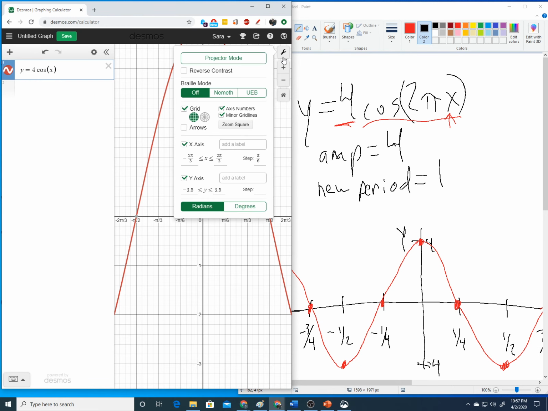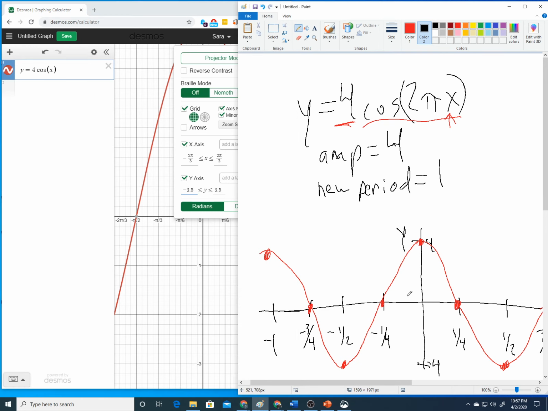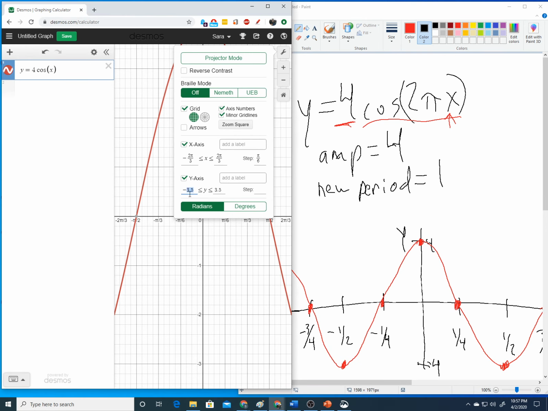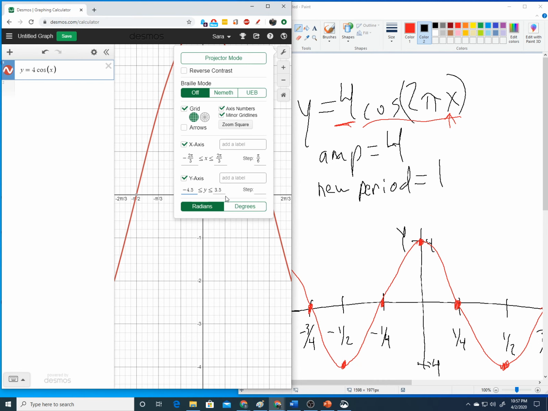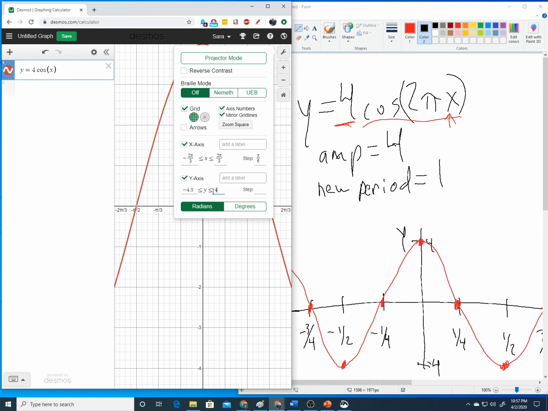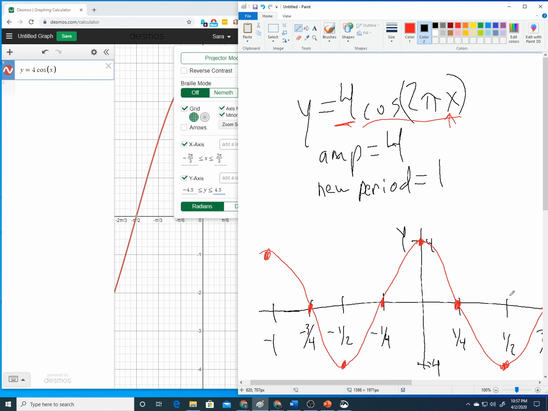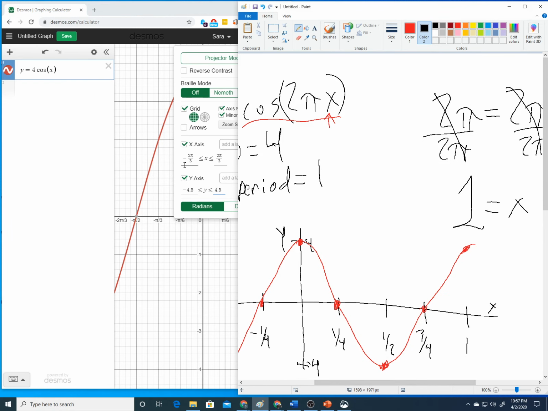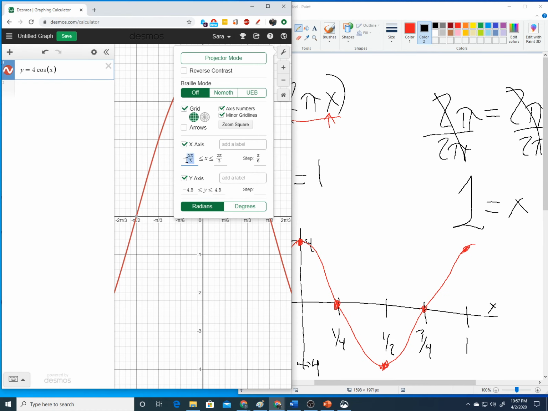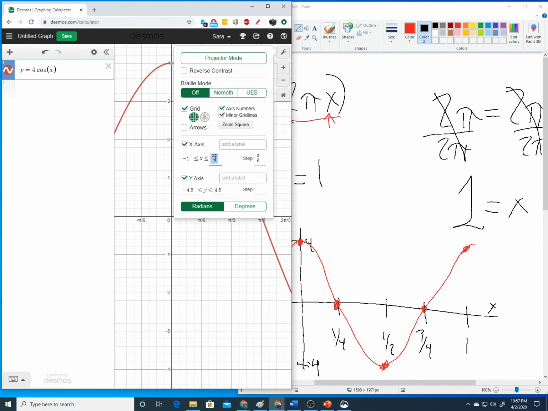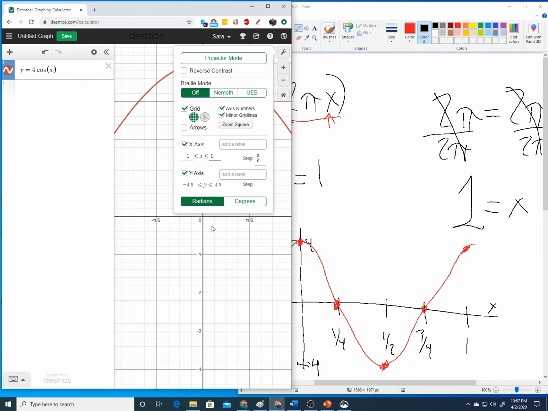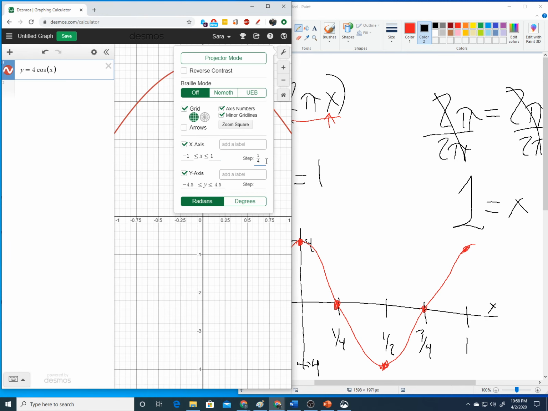Okay, so when I changed my window this time, I want my y's to go, I like, again, for them to go a little bit past this. So I'm going to send it to negative 4.5 and 4.5. And then here I went from negative 1 to 1. So I'm going to mimic that here on Desmos. And I wanted to step it by 1/4.